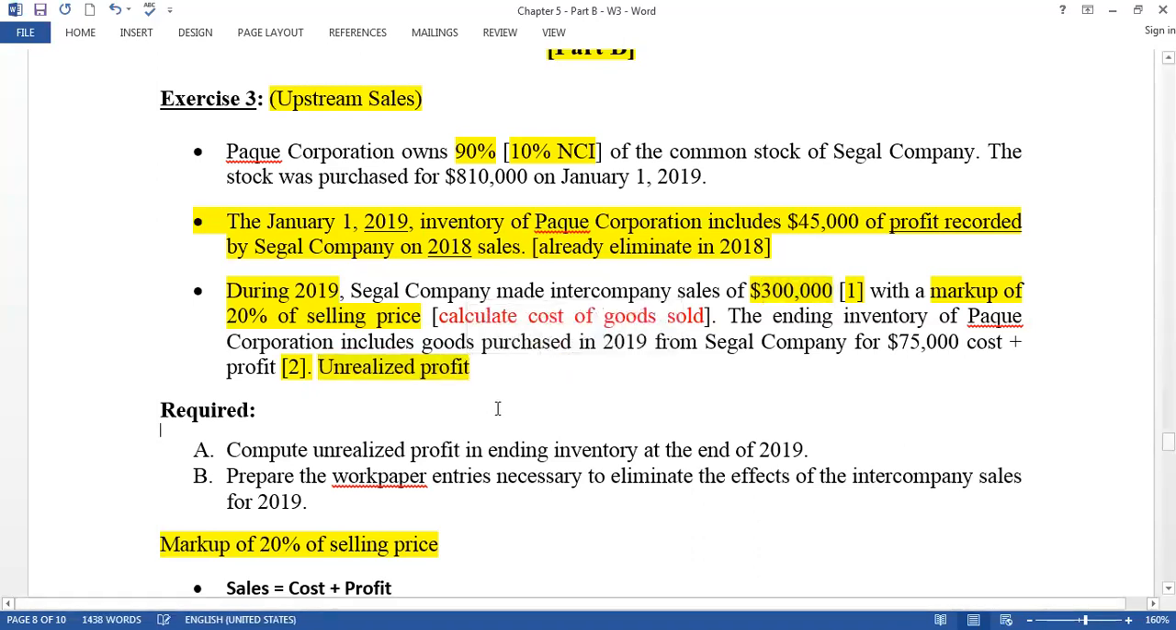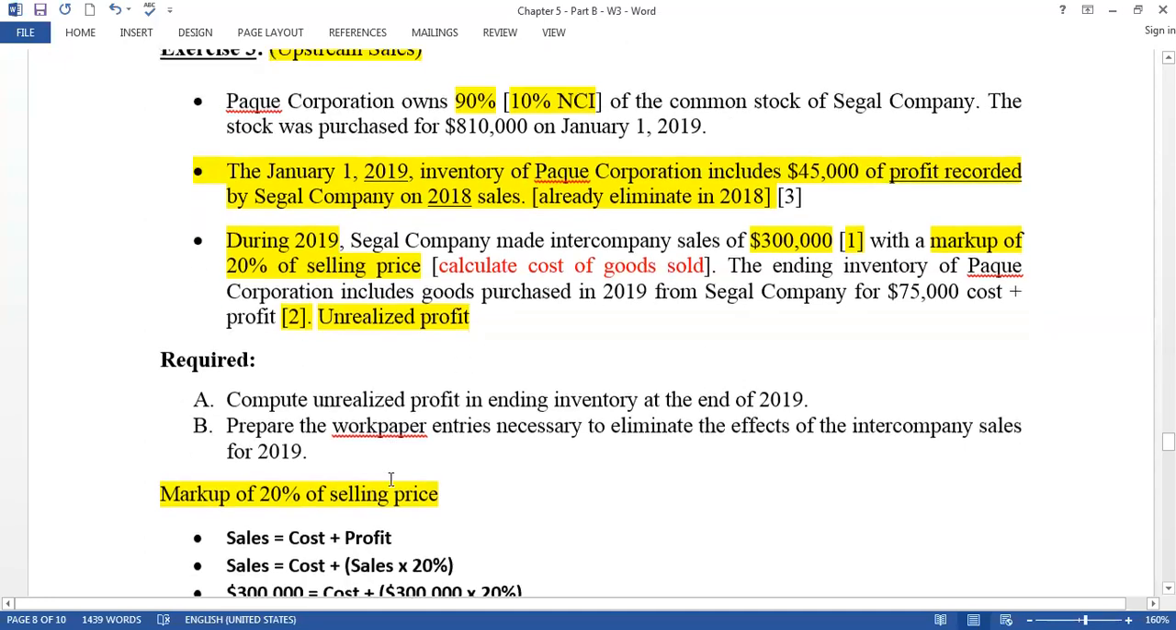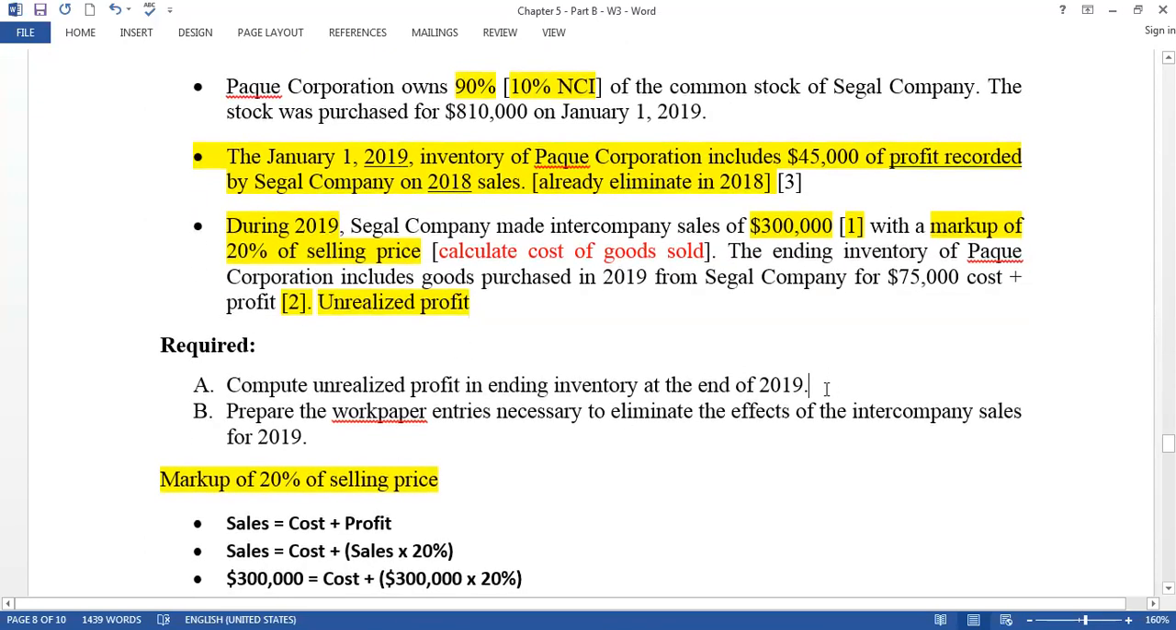You need to calculate first. Then this is the third journal. The third journal says that we have some unrealized profit in the year 2018, but it is now transferred to 2019. So this is the third journal. And if I change this question, I can add a fourth journal. So I can make it easy for you.